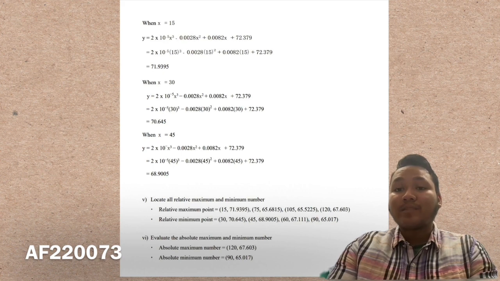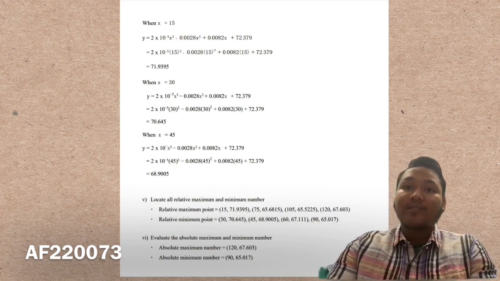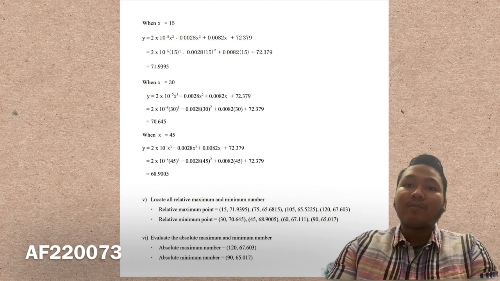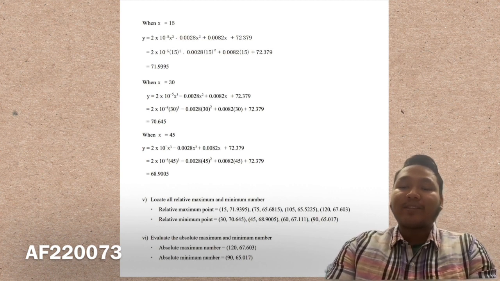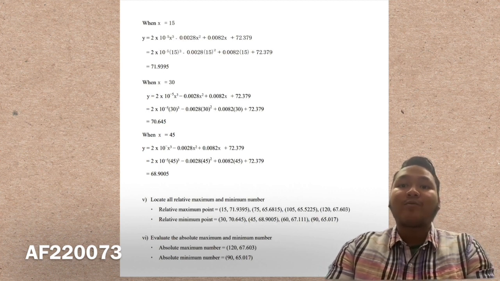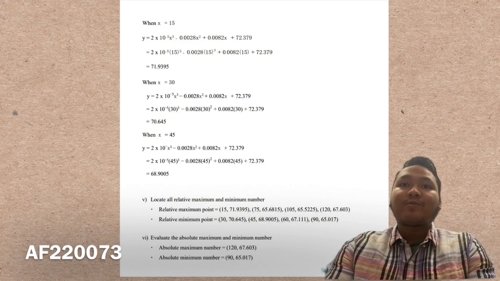For the absolute maximum number, you will get 12067.603, and the absolute minimum number is 9065.017. That's all for my part, which is question 1B, and I will leave it up to my friend for the next question.